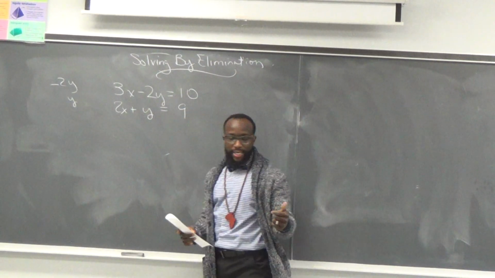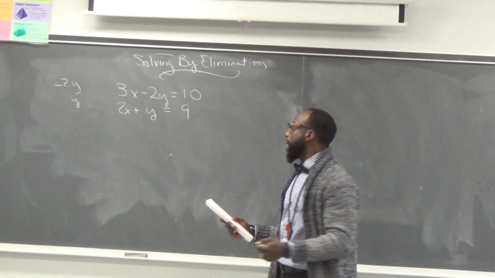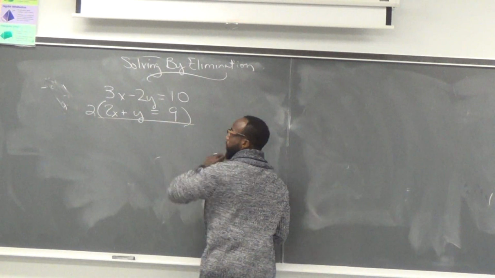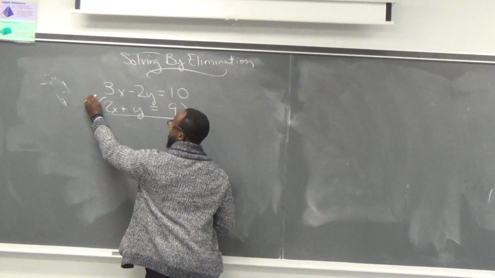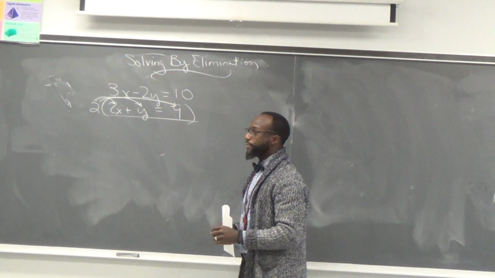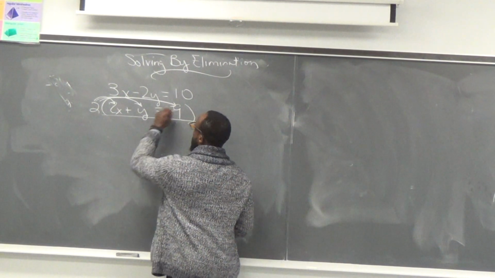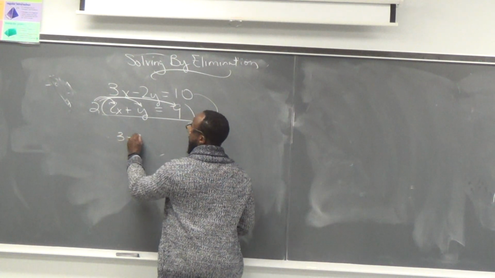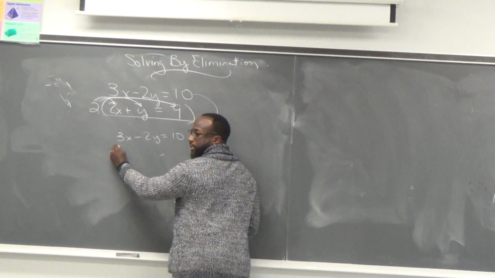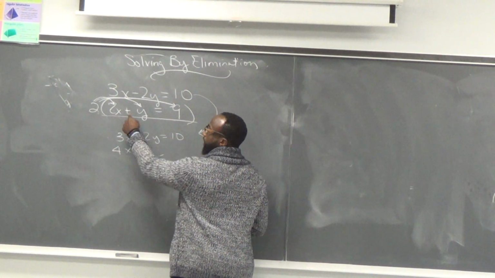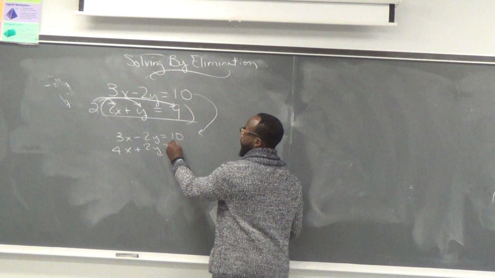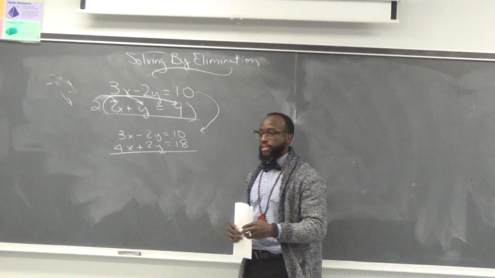Like they said in the previous slide, you have to multiply by the distributive property. The 2 goes into this whole line here. So you multiply 2 into 2x, 2 into y, and 2 into 9. Now the new equation looks like this. The top one stays 3x minus 2y equals 10. The bottom equation is 2 times 2x, which is 4x, plus 2 times y, 2y, equals 2 times 9, which is 18.